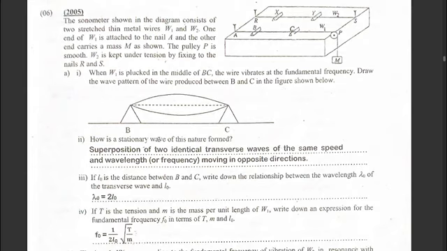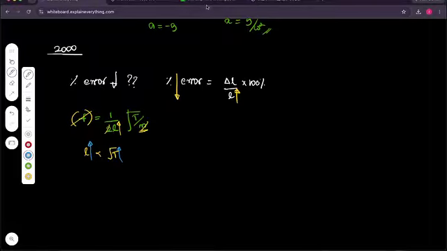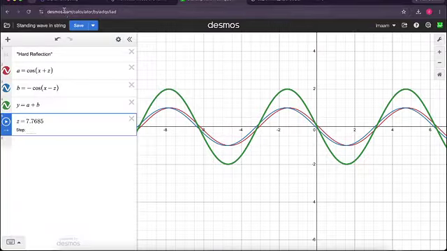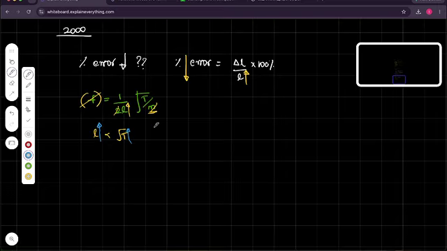How is a stationary wave of this nature formed? To understand how this standing wave is formed, let me show you an animation. How a standing wave is formed. What's a standing wave? Let me explain that first.